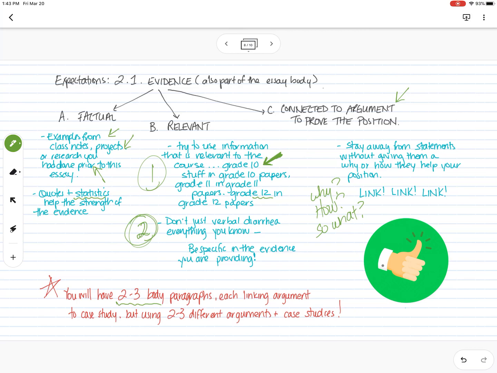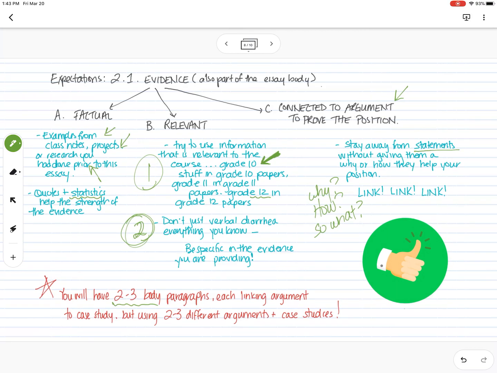The last thing that we obviously need to look at here is that connectedness to the argument to prove your position. So again, stay away from statements without giving them a why or a how in terms of helping your position. If you've written a paper for many of your social studies teachers before, you get the why written on there, you get a how, you get a so what in terms of your feedback. This now has to be on you.